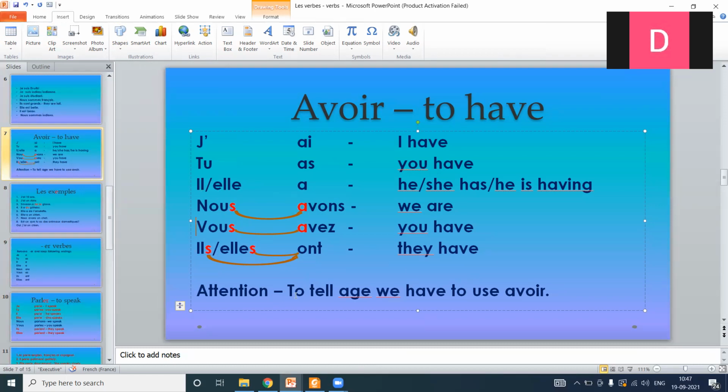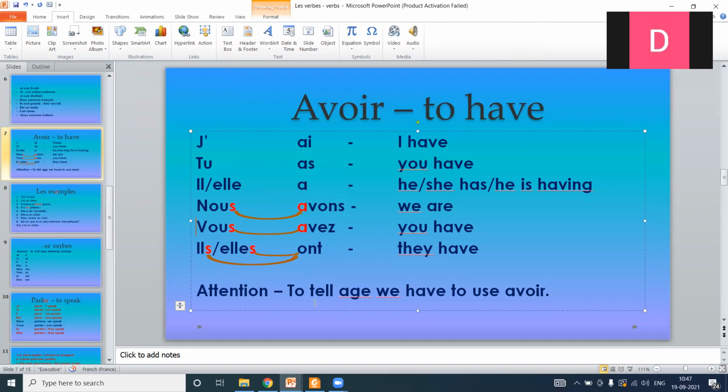Okay. And attention, to tell the age, we have to use the avoir verb. For example, when you say "I am 16 years old," in English you say "I am." But in French we have to use the avoir verb. It means "I have 16 years." French people feel that you are having that many years. Okay. That is okay, no? That's why we have to use the avoir verb.